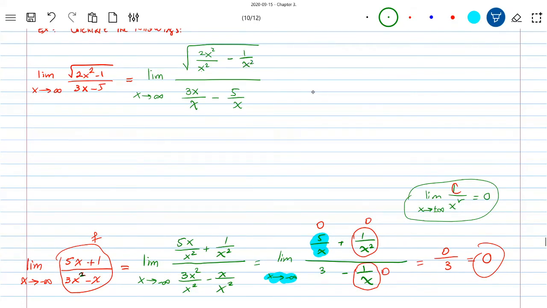1 divided by x squared. But I'm going to do it underneath the square root, therefore it will be the same thing. Okay, now simplify. This is the limit as x approaches infinity. The numerator is the square root of 2 minus 1 over x squared, divided by 3 minus 5 over x. Now I use this property that we have. Negative 1 over x squared, the limit would be 0. 5 over x, the limit would be 0. So what you have at the end is the square root of 2 divided by 3.